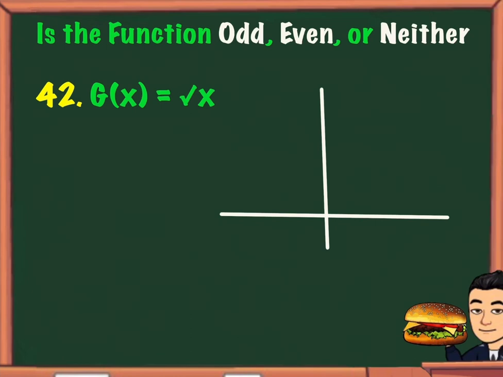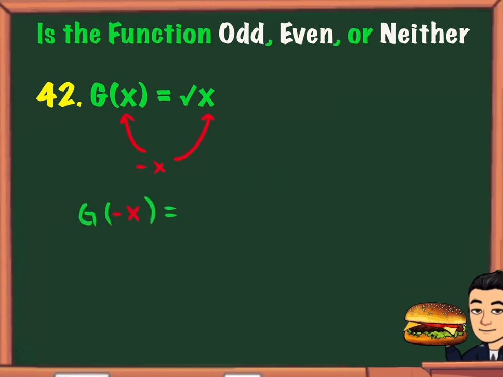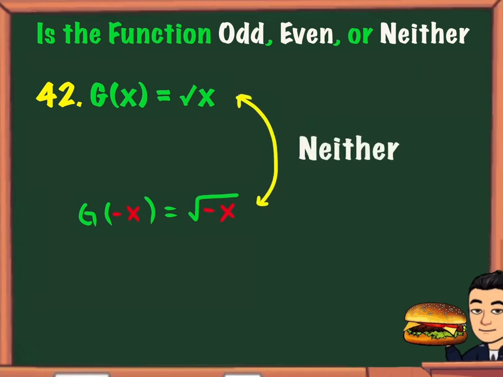For number 42, square root x, the best way to analyze the function is to graph it. And you can clearly see that it's going to be neither. It's okay if you don't know how to graph it, you can just go ahead and plug in negative x into all the x's. You're going to get g of negative x equals square root of negative x. If you compare that to the original expression, they're not the same nor opposite, so neither.